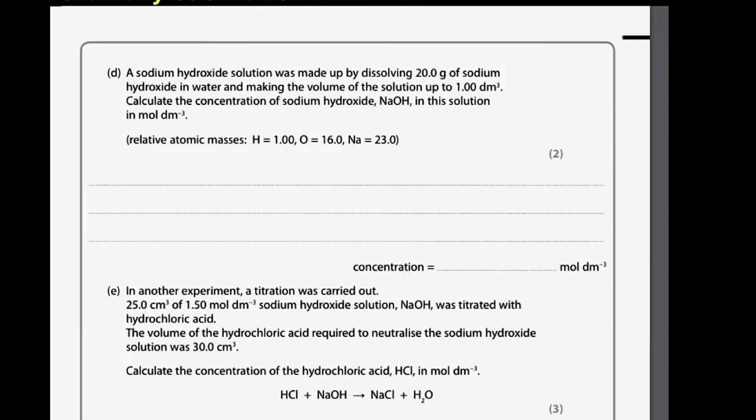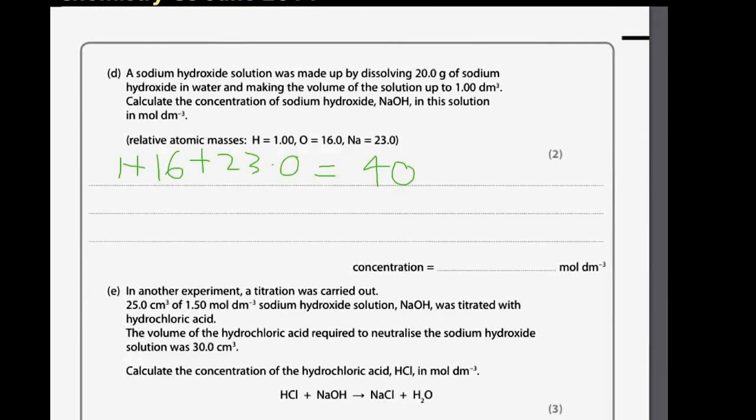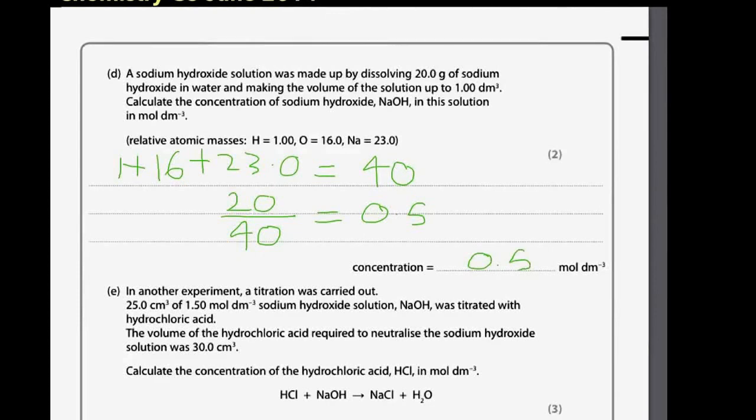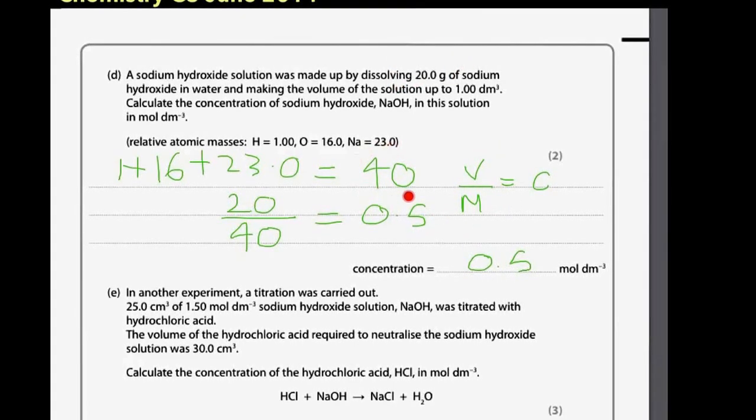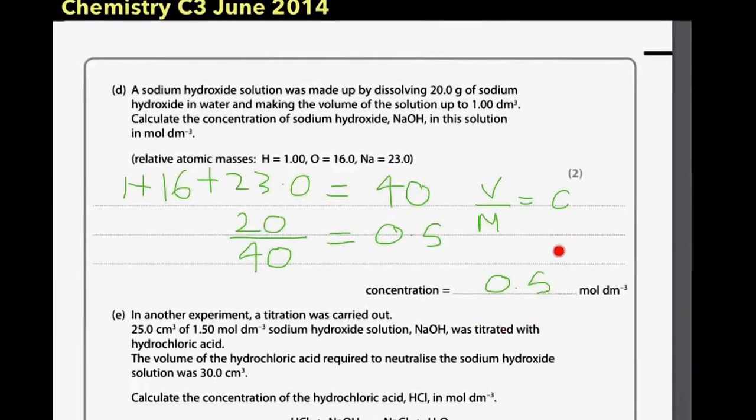Here we have the relative atomic masses for each part. What we have to do in the beginning is add them up. So 1 plus 16 plus 23, and this gives us 40. This will actually give you 1 mark. After you have this, you do 20 divided by 40, which gives you 0.5. I just wanted to highlight that we have 20 grams, and the moles use 40. This gives us the concentration, and this is the answer, 0.5.